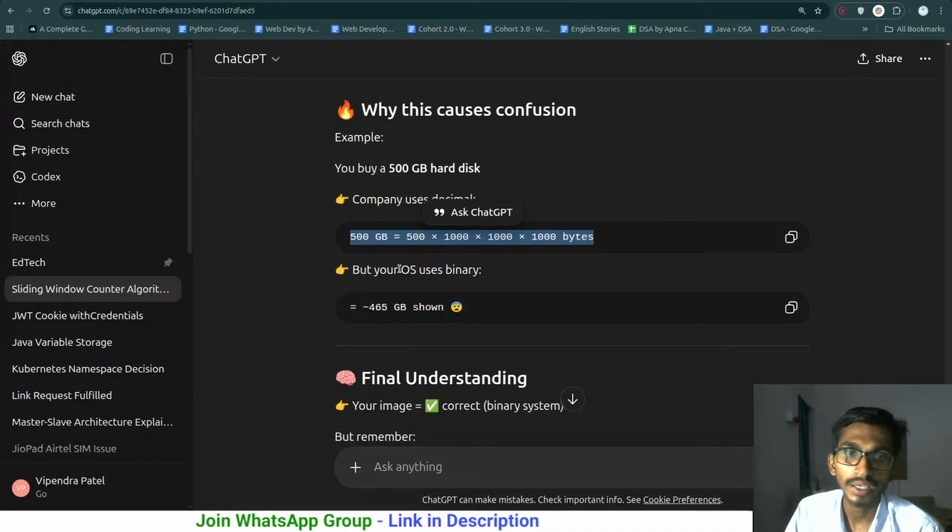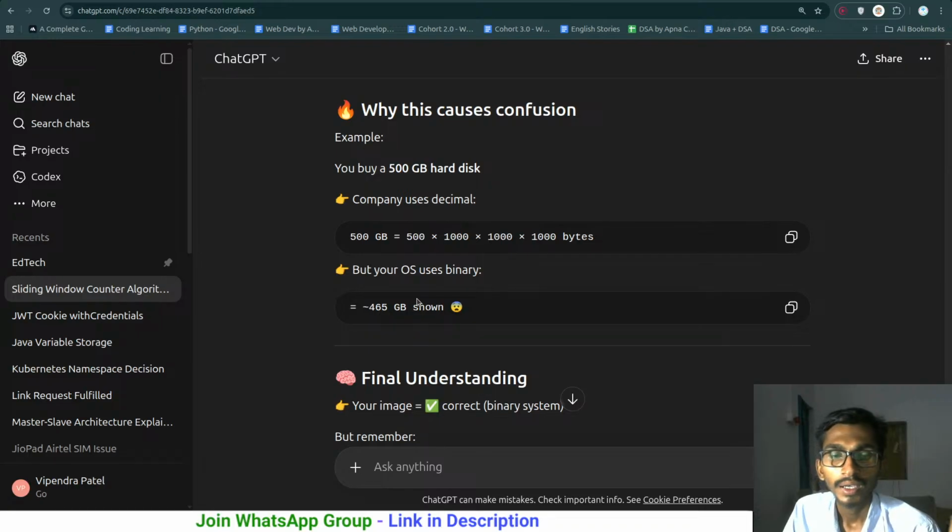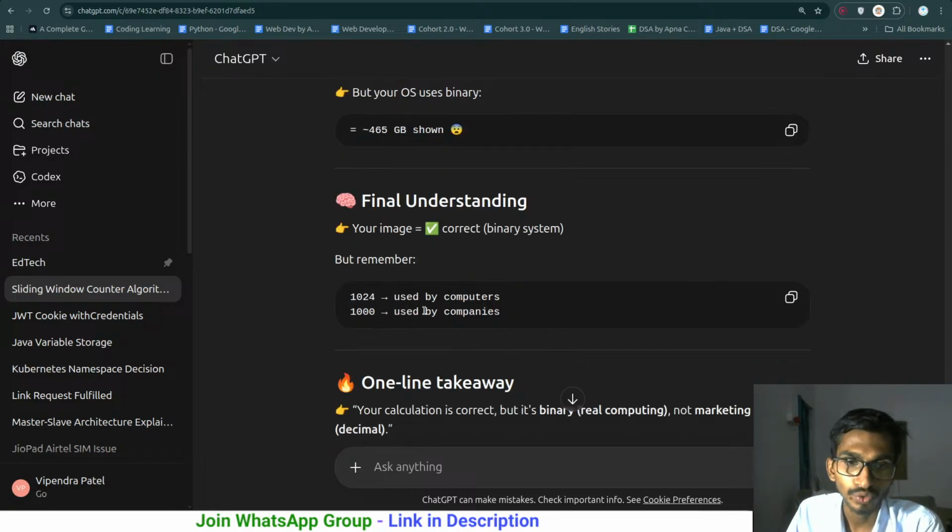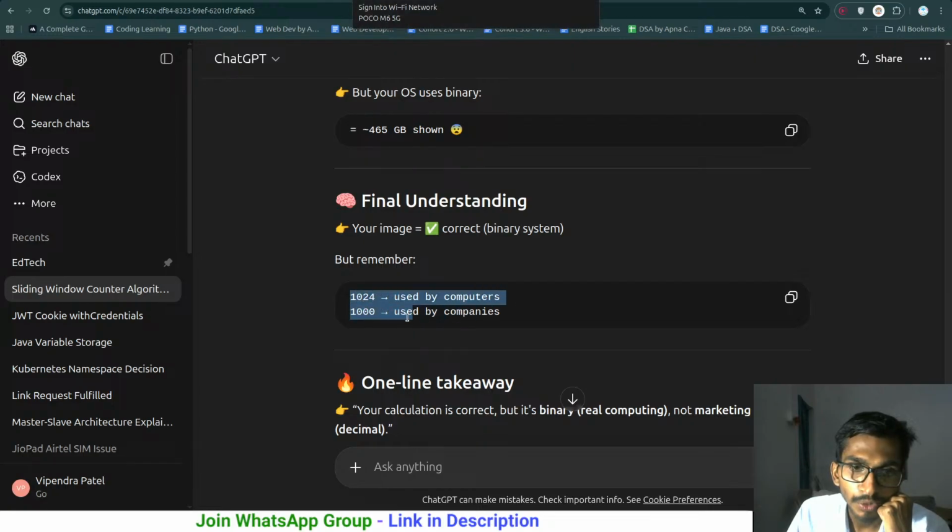When it comes to real applications, for companies, 1000 bytes is equal to 1 KB. But in real applications, such as the CPU and system, 1024 bytes are equal to 1 KB. Hence, it just shows less. Remember, 1024 is used by computers and 1000 is used by companies.